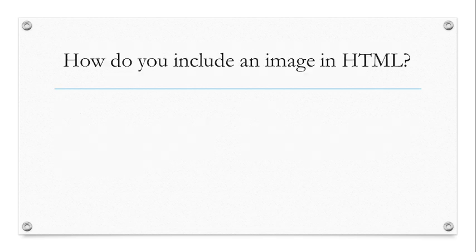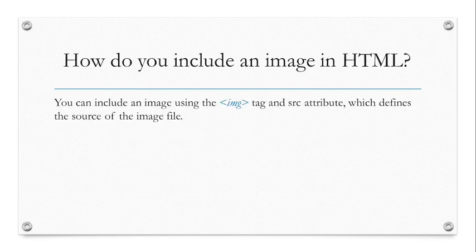Question 13. How do you include an image in HTML? To include an image in HTML, we use the img tag. The src attribute specifies the image's location, while the alt attribute provides alternative text for accessibility, in case the image doesn't load or for screen readers. Example, img src equals image.jpg alt equals an example image.